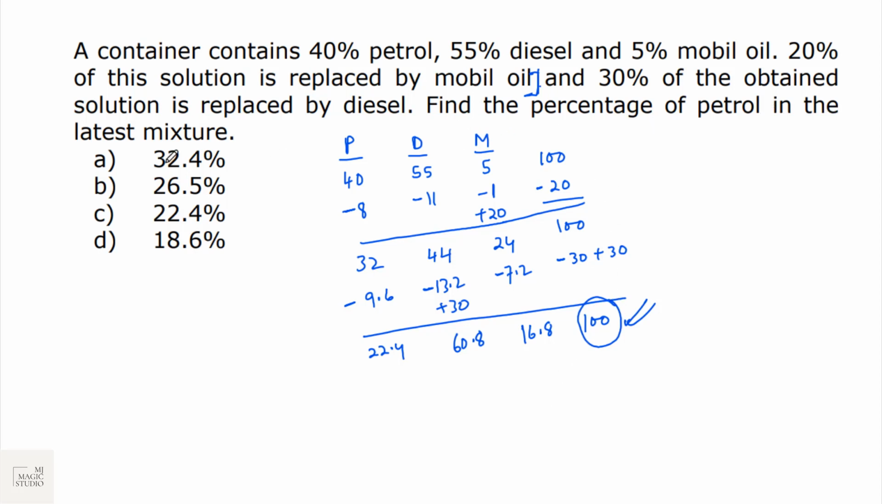Find the percentage of petrol in the latest mixture. Out of 100 ml or 100 cc, 100 liters, whatever it is, petrol is 22.4. So in percentages, the petrol percentage left now in the mixture is 22.4%. Option C is the pick. Have faith in your calculations. Don't worry. Just read, put up the data and keep on solving. There is no gimmick to solve any mixture question. If no gimmick is required, the best gimmick is just go and solve.